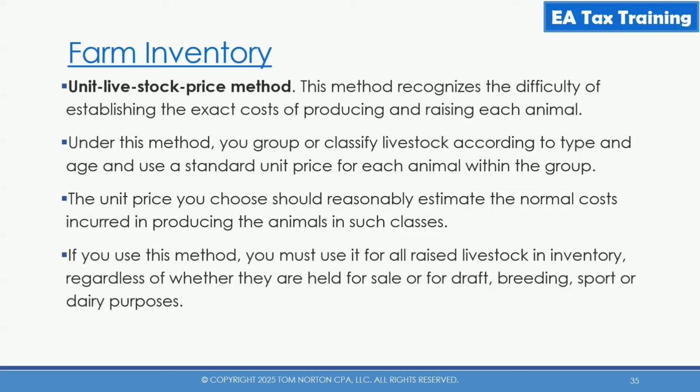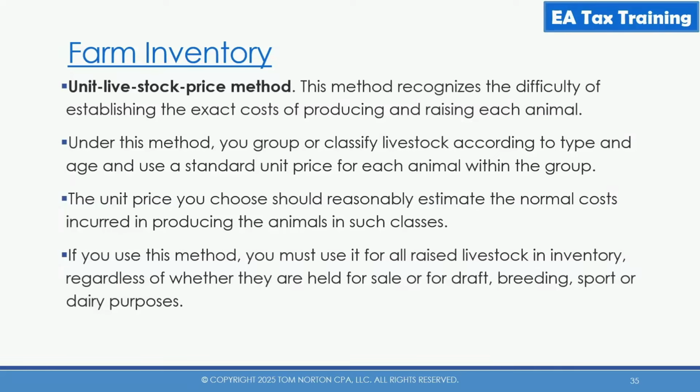So, under this method, you group or classify livestock according to type and age and use a standard unit price for each animal within the group. So, what you have here is when you are raising these various types of animals, it's hard to know exactly how much you spent on each animal. One animal maybe ate more than the other animal, so it took more feed. You have no way of really knowing that.